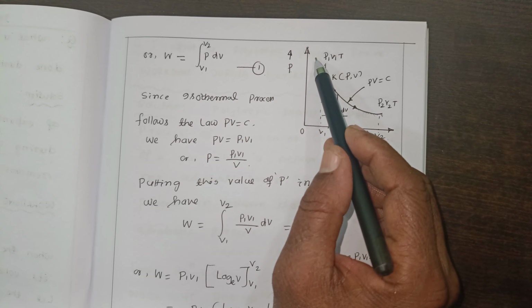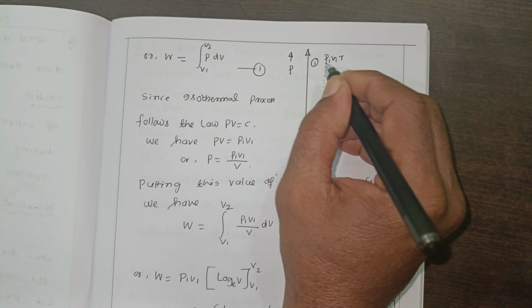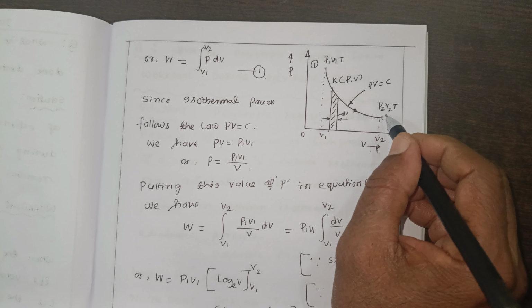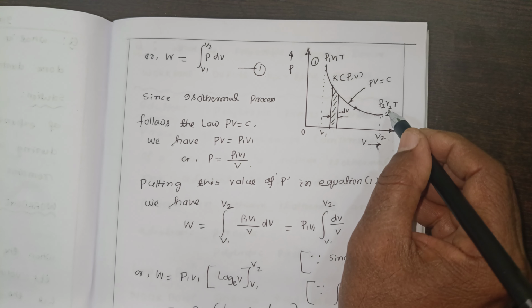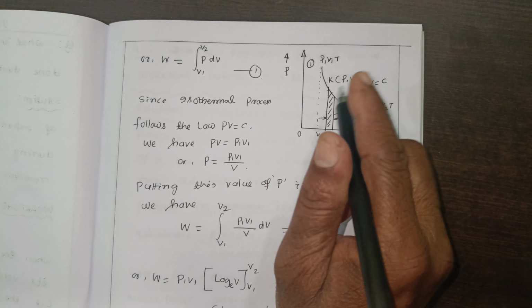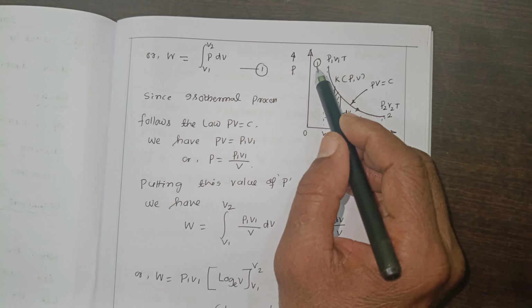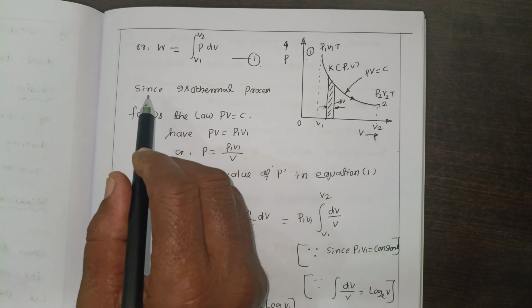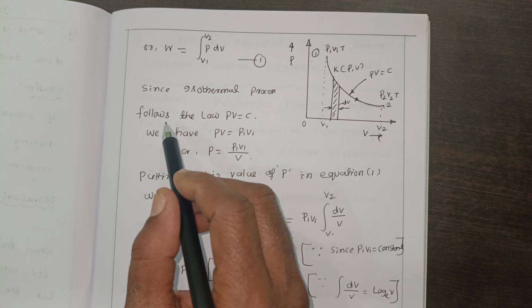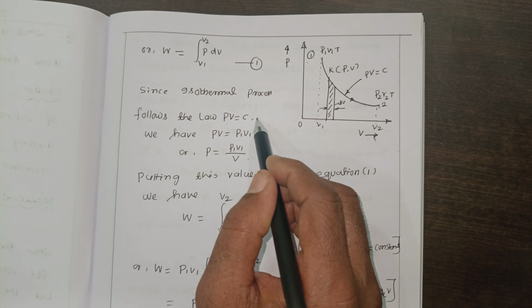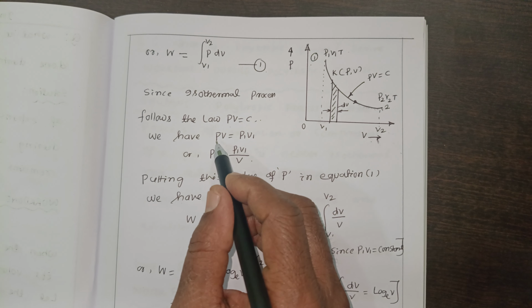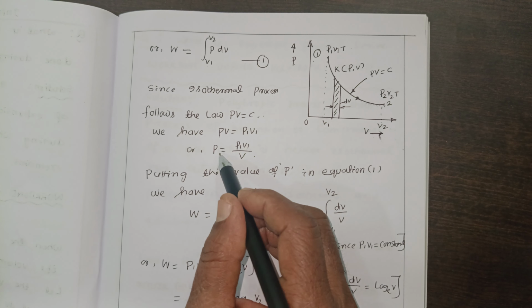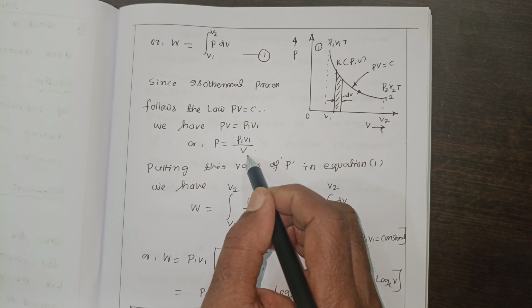In this position, this is the first position 1. Here pressure P1, V1, T. Here at point 2, pressure is P2, volume is V2 and T, because temperature remains constant. At this point 1, temperature and point 2 is also same. Since isothermal process follows the law PV is equal to C, we can write PV is equal to P1V1, or we can write P is equal to P1V1 by V.